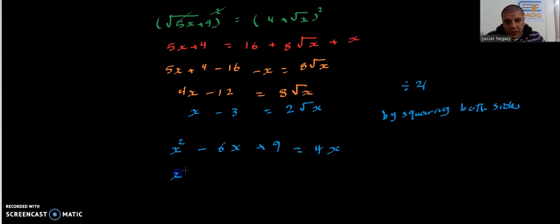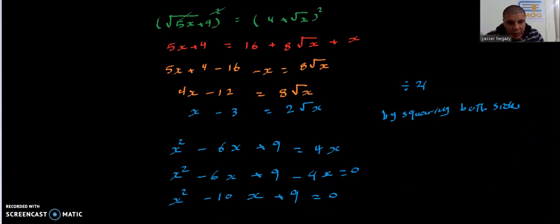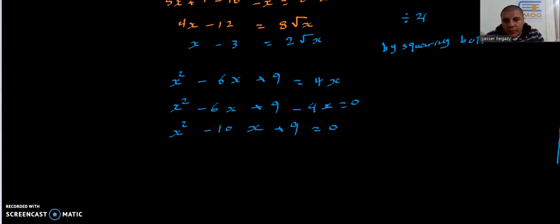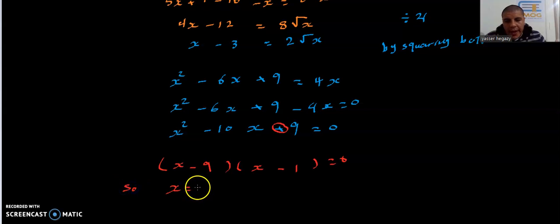It's easy for me now, so we transpose 4x to the other side, as we have 6x here. x power 2 negative 6x plus 9, negative 4x is equal to 0. x power 2, negative 6x, negative 4x, it will be negative 10x plus 9 is equal to 0. Can we factorize it? Yeah, we can. So open two brackets. Two numbers that multiply to get 9 and add to get 10, it will be 9 and 1. So x and x, 9, 1. Put the sign of the middle term for both of them. So x is equal to 9 or x is equal to 1.